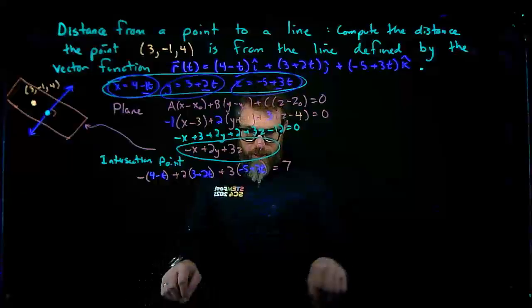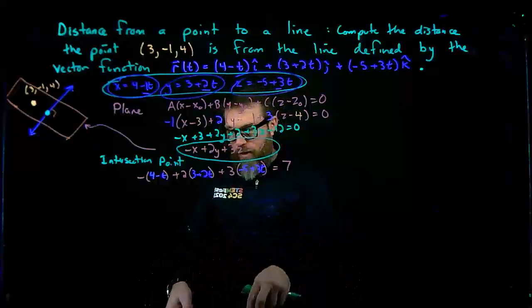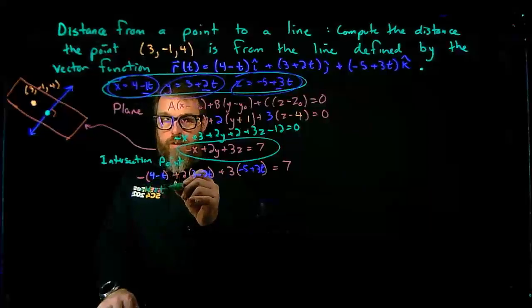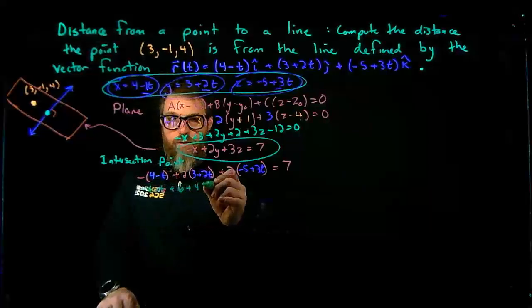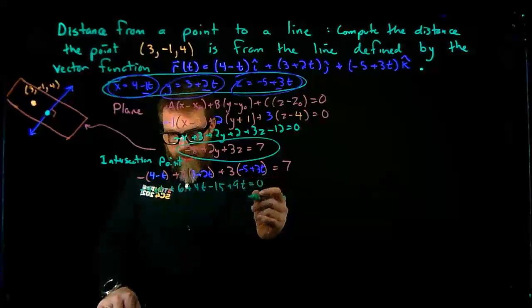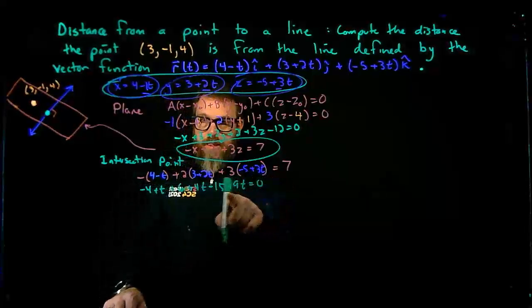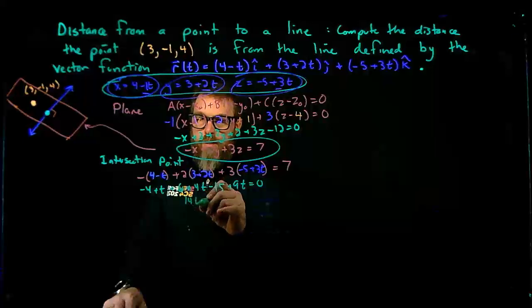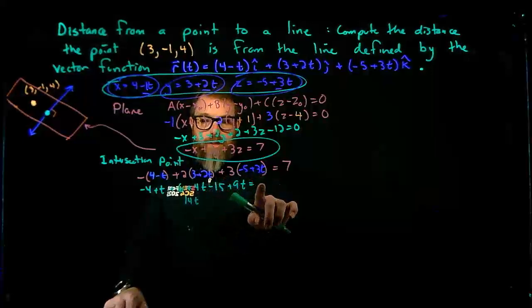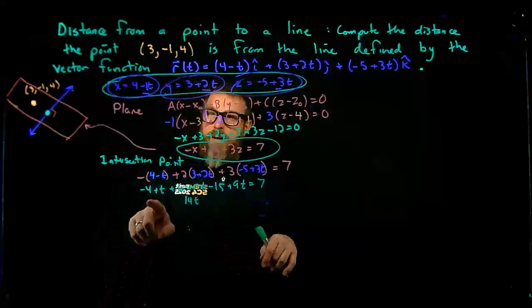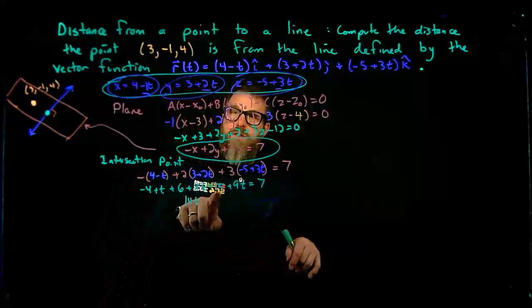Resolving this intersection point, what we're going to get here is minus 4 plus t plus 6 plus 4t minus 15 plus 9t is equal to 9. All the t's, 1, 4, 9 is going to give us 9 plus 5, which is 14t. Oh, this is still 7 over here. 7. And then minus 4 plus 6 is negative 2. So this is going to be minus 13.